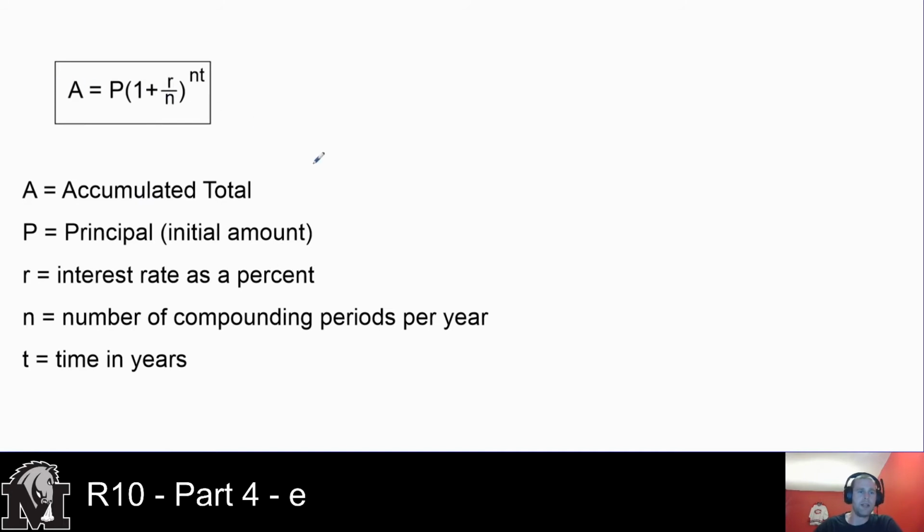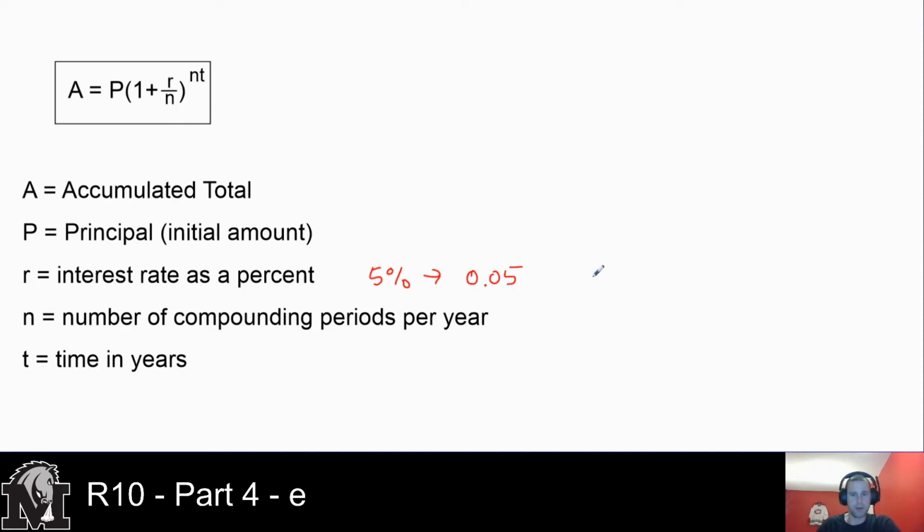So A equals P times 1 plus R over N to the power NT. A is the accumulated total, or the total amount at the very end. P stands for the principal, or the initial amount that you're investing. And I should note that this is specifically a finance equation. R is the interest rate that we're expressing as a decimal. So 5% translates to 0.05.